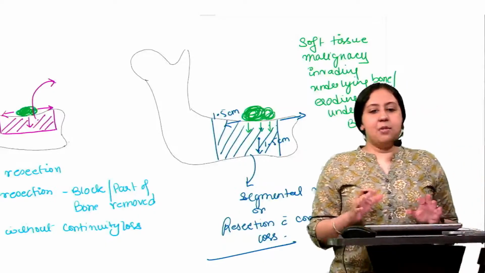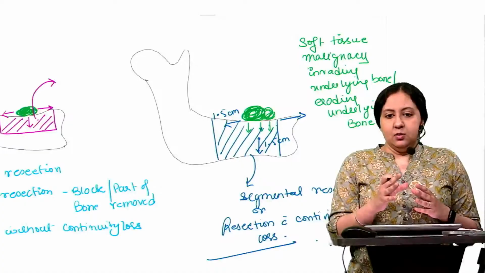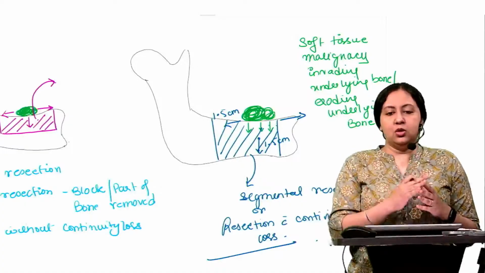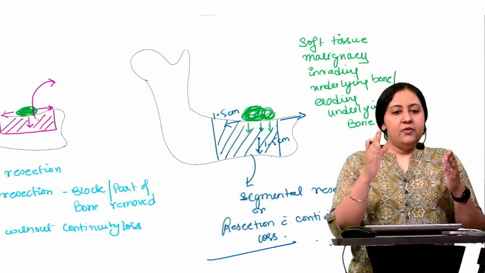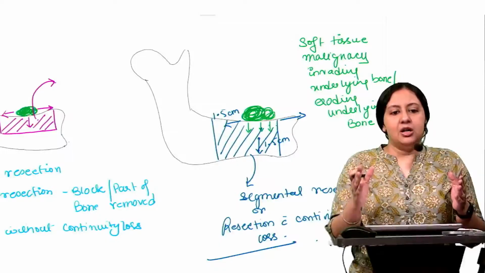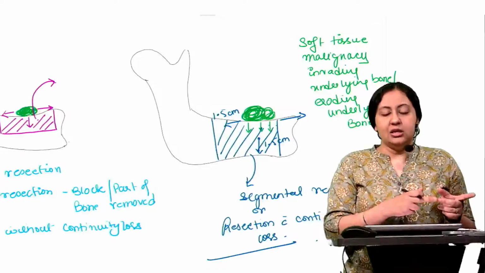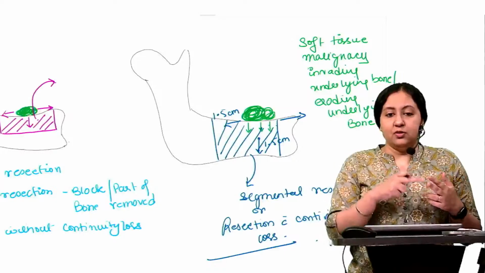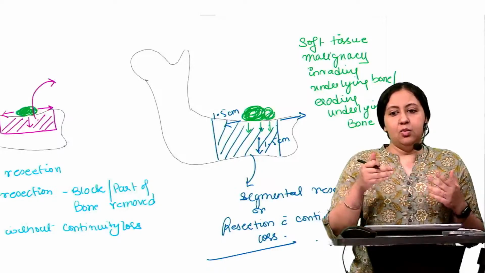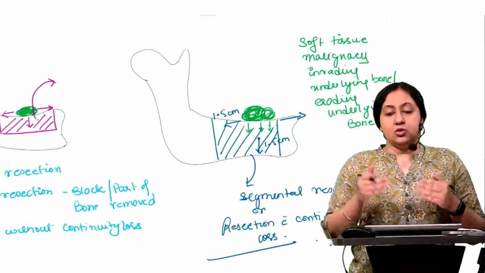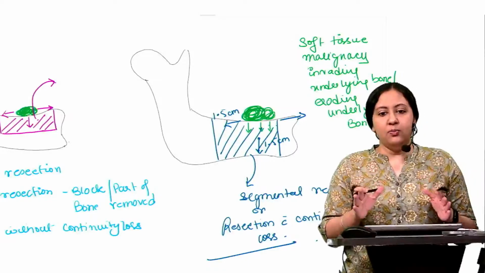So please keep this in mind. I'm quickly going to repeat. If you have a soft tissue malignancy which is just sitting on the bone but has not caused any erosion of the bone, then we get clear margins with marginal resection. But if there is a soft tissue malignancy which has caused invasion or which has entered into the underlying bone, then the most probable thing to do is to get clear margins with a segmental resection. So I hope this is clear.